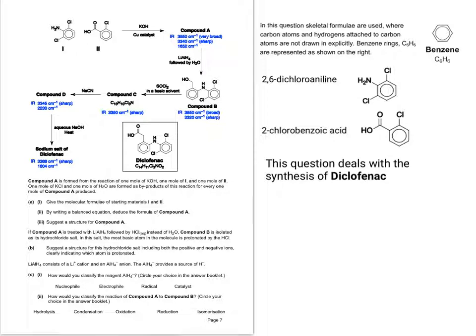So this question deals with the synthesis of the compound diclofenac, and it says that there's a skeletal formula being used. You can see up in the top right-hand corner I've put some things from the previous screen because it links to what's going on this page. In case you haven't come across it yet, benzene is denoted by a hexagon with a circle inside it. And you can see that there are two compounds that are precursors or starting materials for the synthesis of diclofenac. You've got 2,6-dichloroaniline, and you've also got 2-chlorobenzoic acid.